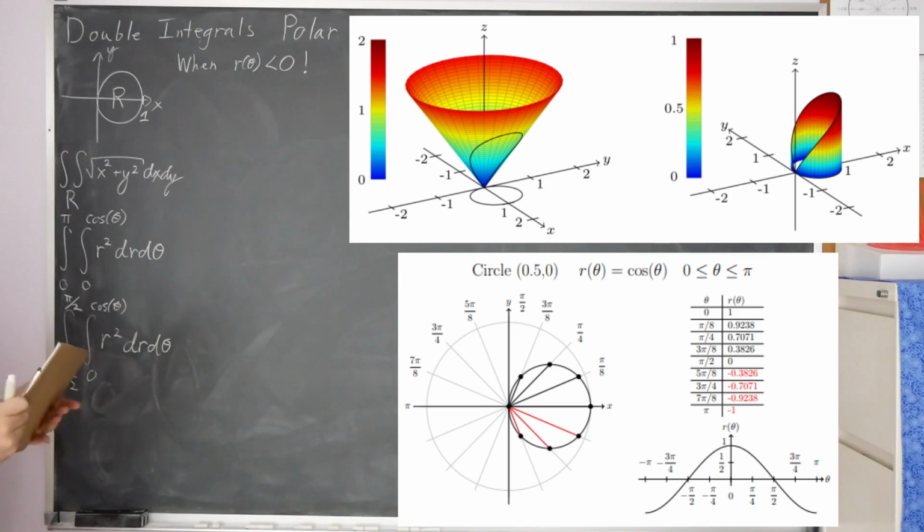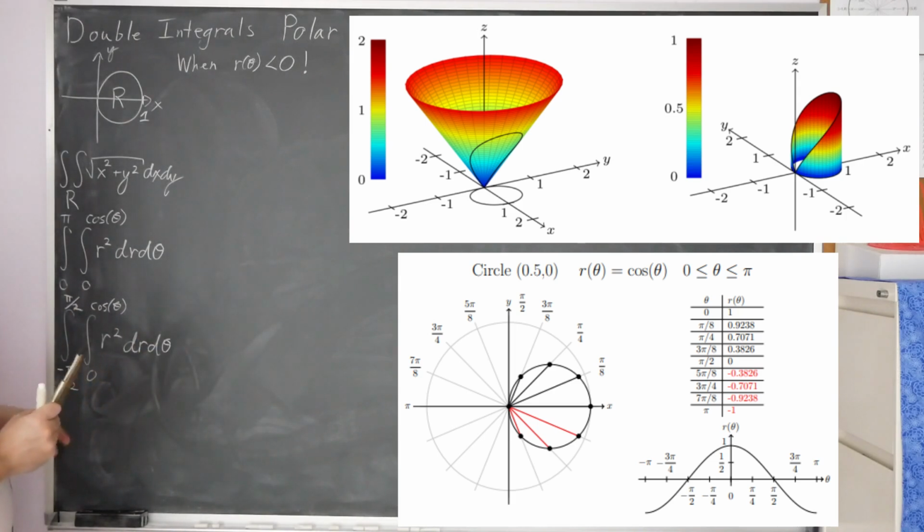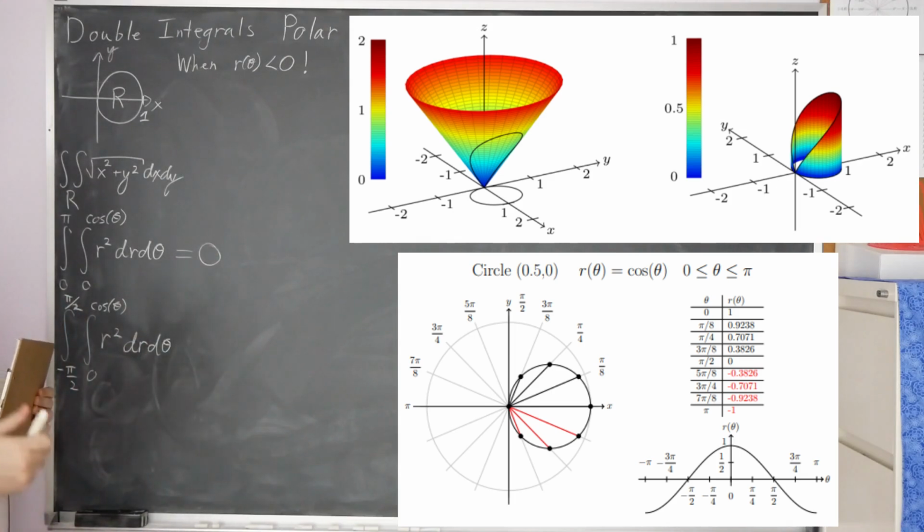The bad thing about that, though, is r ends up being negative. From 0 to pi over 2, r of theta equals cosine of theta, which is positive. But for theta between pi over 2 and pi, you end up with negative values of r of theta, since cosine of theta is negative there. And so that really messes up evaluating the integral. If you actually evaluate this integral as is, you get 0. And that's definitely not the volume, right?